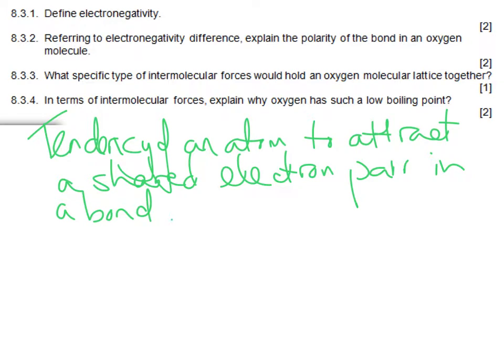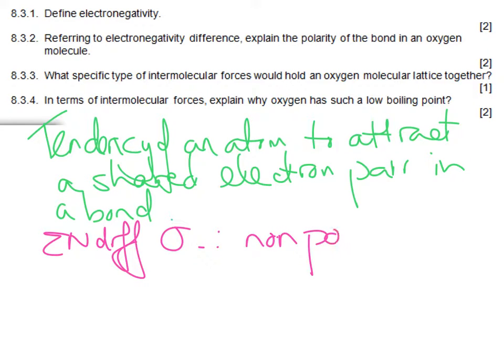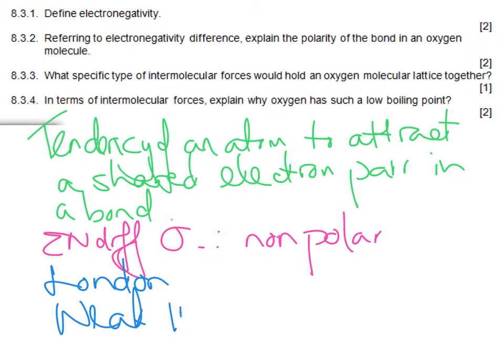Referring to the electronegativity difference, explain the polarity of the bond in oxygen. So the EN difference is 0, therefore nonpolar. Or you can say electrons evenly shared, something like that. What specific type of intermolecular force would hold an oxygen molecule lattice together? Nonpolar molecules are held together by London forces or instantaneous dipoles. And in terms of intermolecular forces, explain why oxygen has such a low boiling point, because they are very weak intermolecular forces, therefore particles move apart easily.